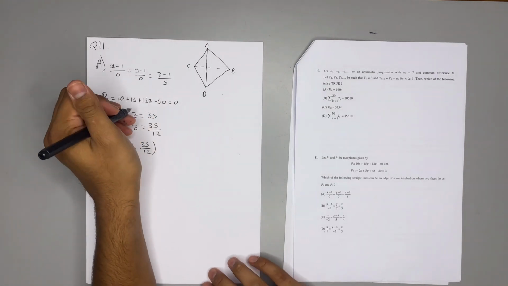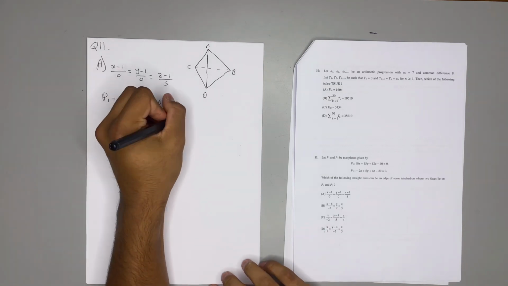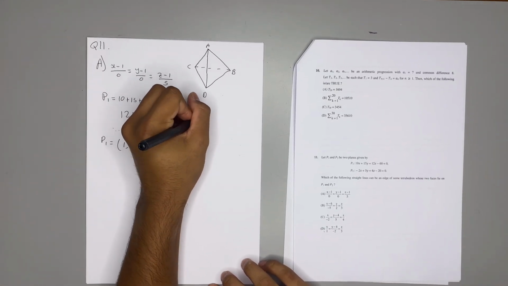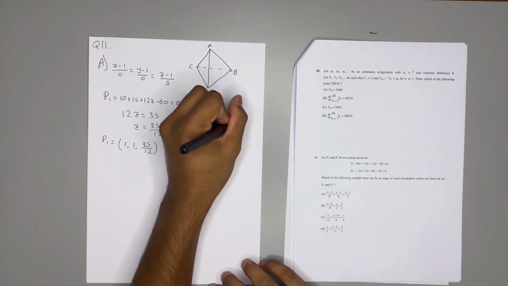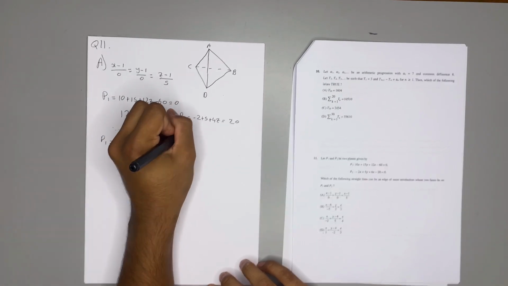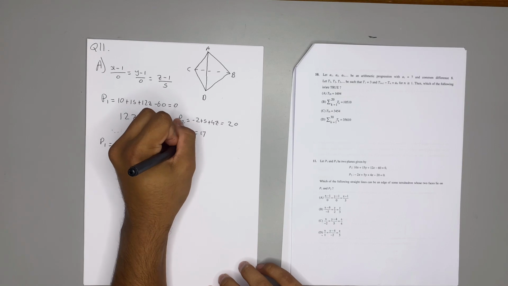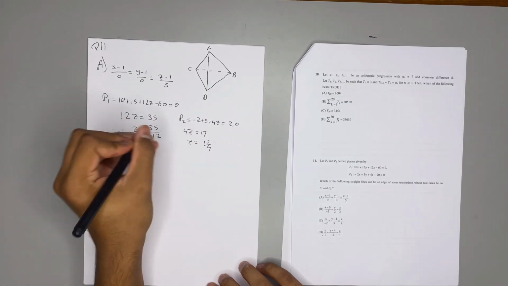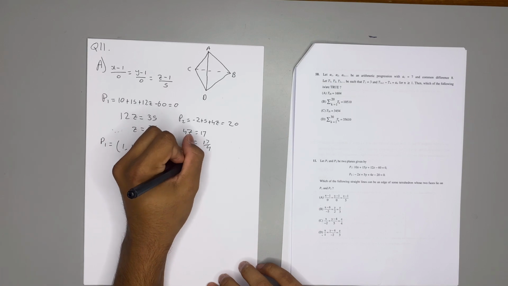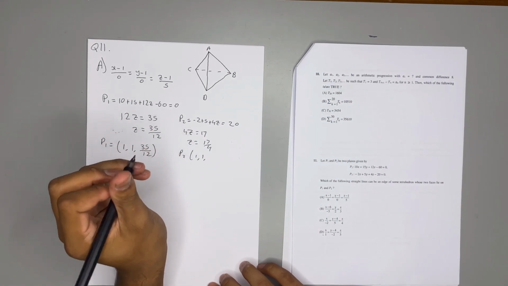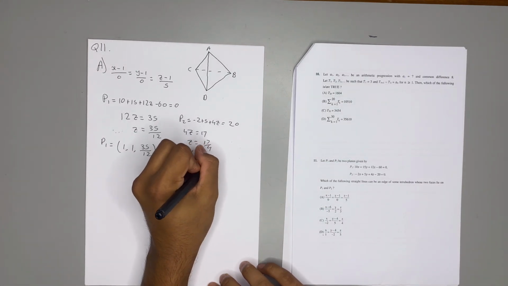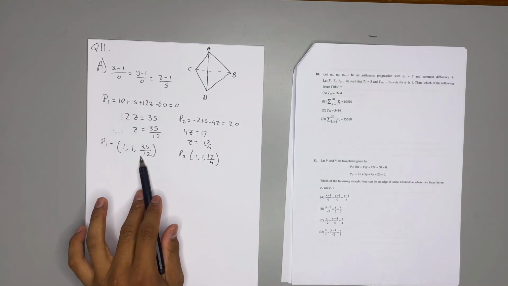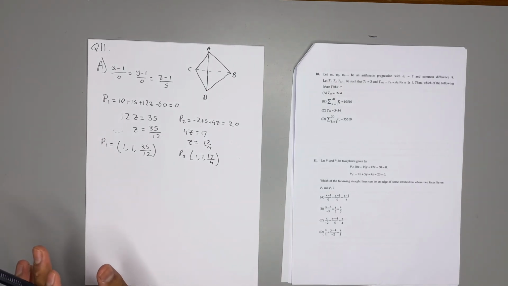Correct? Do that for P2. Let's sub in x and y equal to 1. P2 equals negative 2 plus 5 plus 4z equals 20, so 4z equals 17. Z equals 17 upon 4. Therefore, P2 then gives me (1, 1, 17 upon 4). These two values show me where P1 and P2 intersect. Correct?